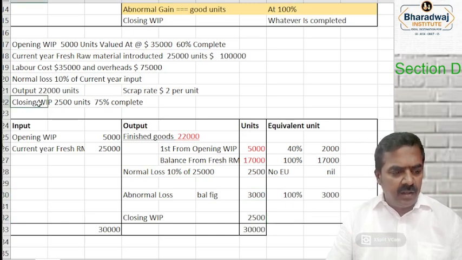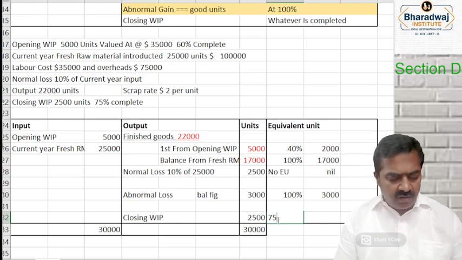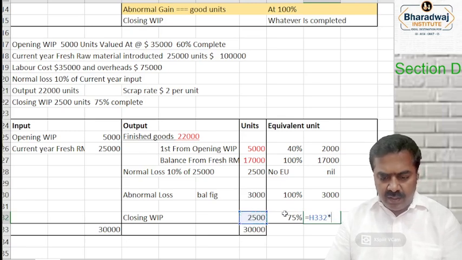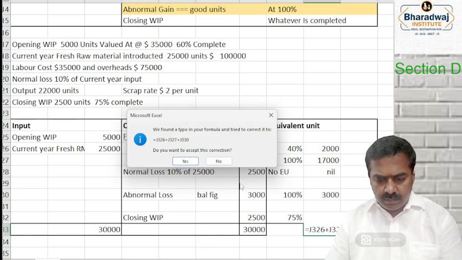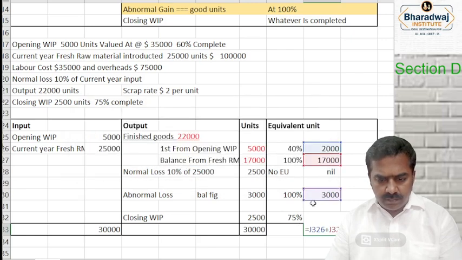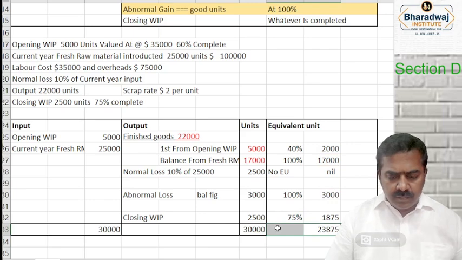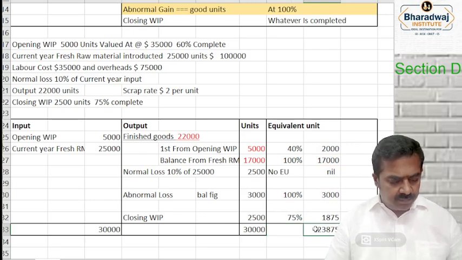Closing WIP, we completed 75% in the current year. So 2,500 into 75%. This is the equivalent units done in the current year.